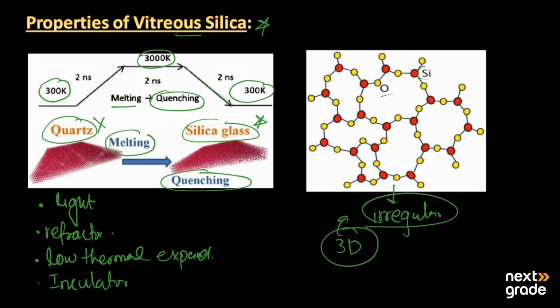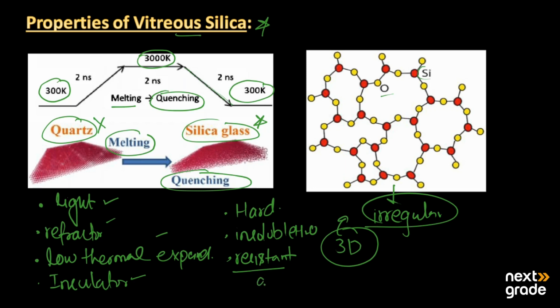On the other hand, its properties are high transparency to light, refractory, low thermal expansion, and insulating. It is also hard in nature. It is insoluble in water, and it is also resistant to acids. It can react with only one acid, HF, hydrofluoric acid. So these were the simple compounds of silicon from group 4, remember.